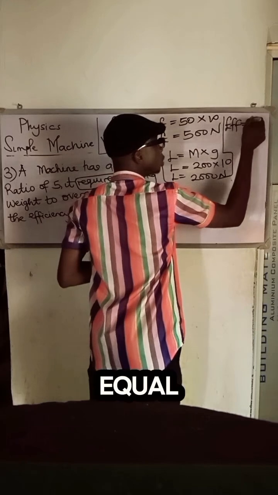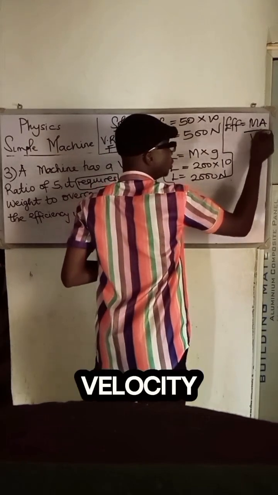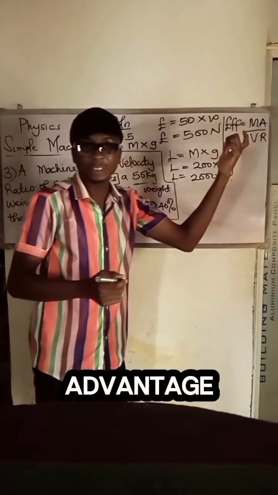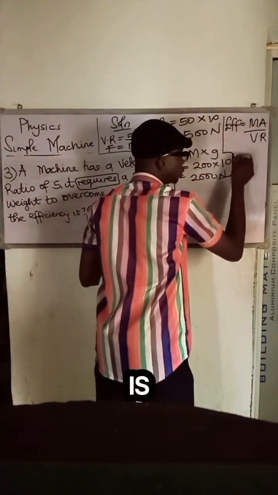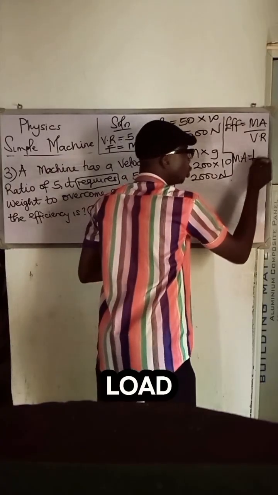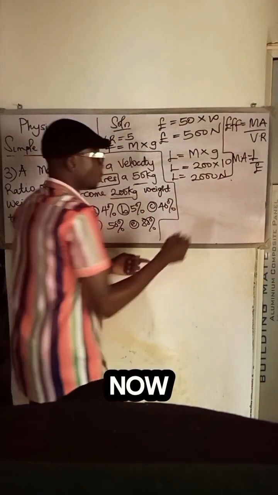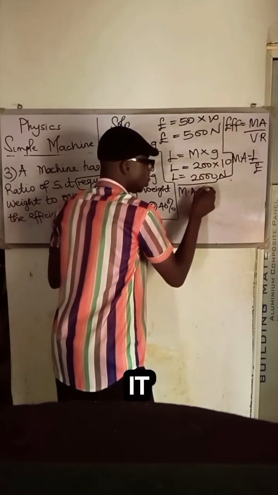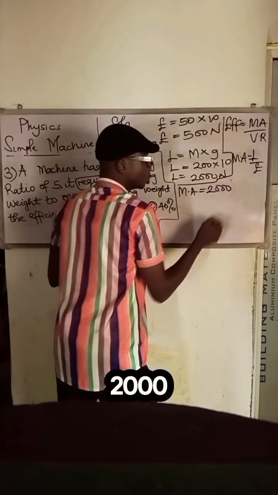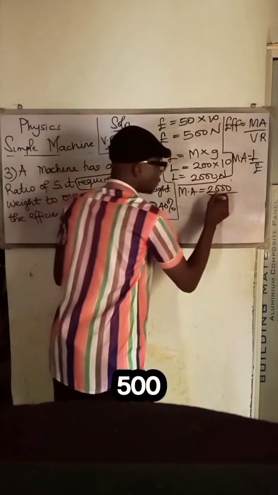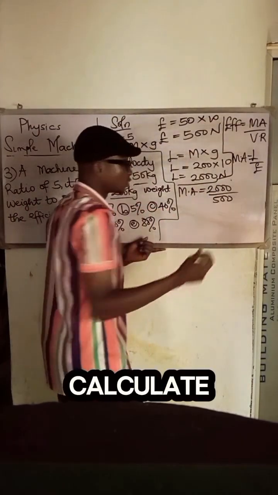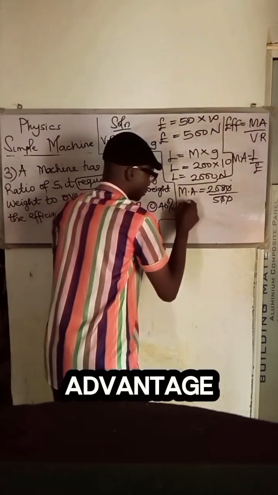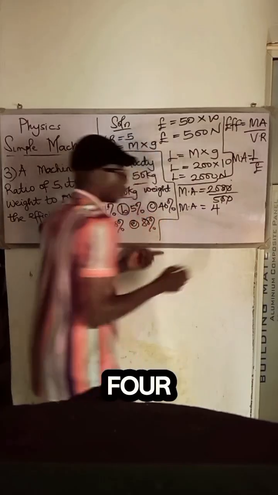Now we know that efficiency is equal to mechanical advantage all over velocity ratio. They've given us the velocity ratio, but we've not found the mechanical advantage. And we know that physics is sweet. Mechanical advantage is equal to load over effort. Now, mechanical advantage is equal to the load, 2000 Newton, over the effort, 500. This will cancel out. 20 divided by 5, mechanical advantage is equal to 4.